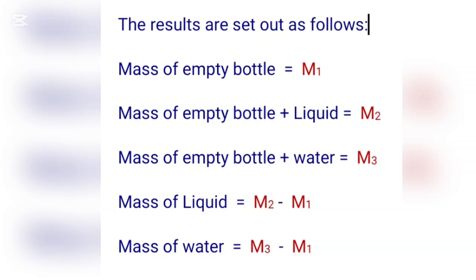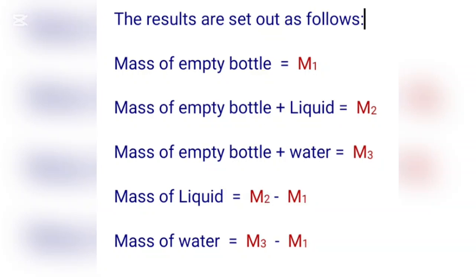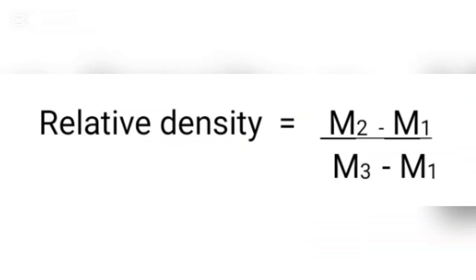Mass of empty bottle M1, mass of bottle plus liquid M2, mass of bottle plus water M3. The mass of liquid will now be M2 minus M1. The mass of water will now be M3 minus M1. The relative density of the liquid is calculated as follows: relative density of liquid equals M2 minus M1 divided by M3 minus M1.